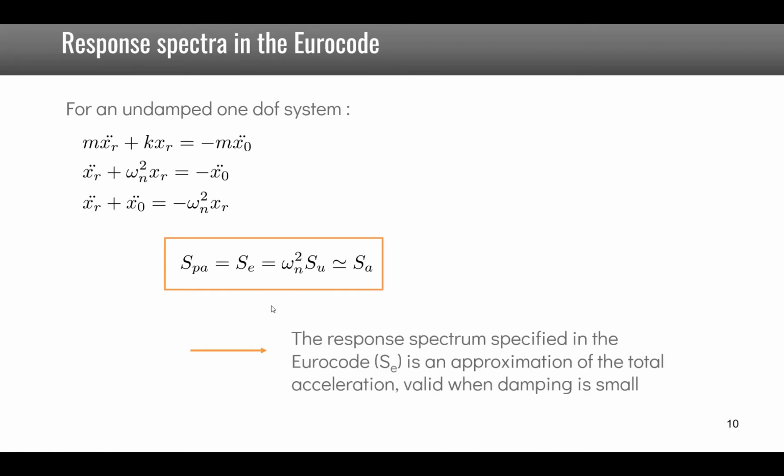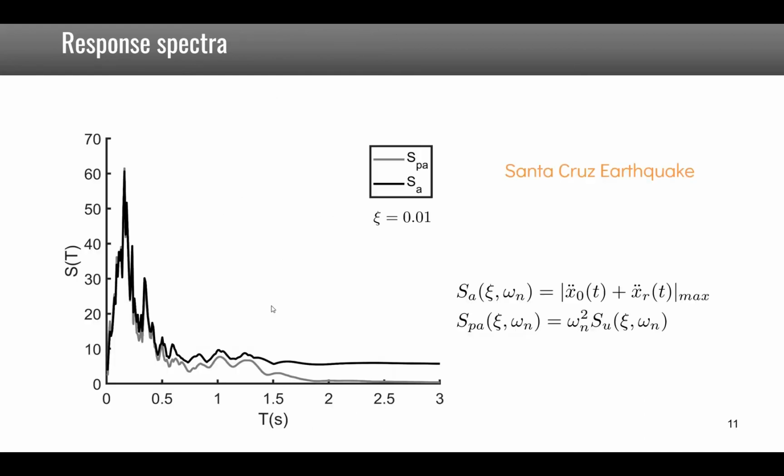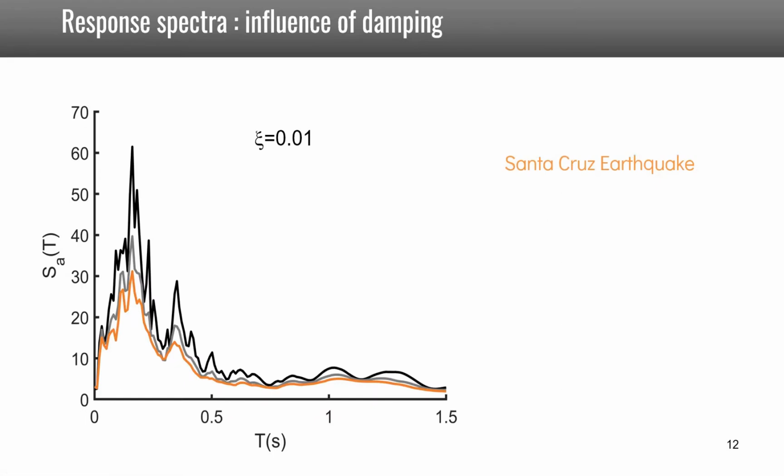It is therefore an approximation of the total acceleration of the structure, which is valid when the damping is small. So here we compare for the Santa Cruz earthquake the total acceleration spectrum SA and the pseudo acceleration spectra, which are defined here, and you see that they match very well, at least for low values of the period, where the value of the spectrum is high. Now, if you change the value of damping for this acceleration spectrum, you see clearly that as you go from 1 to 3 and 5%, the maximum of the response spectra clearly decreases.